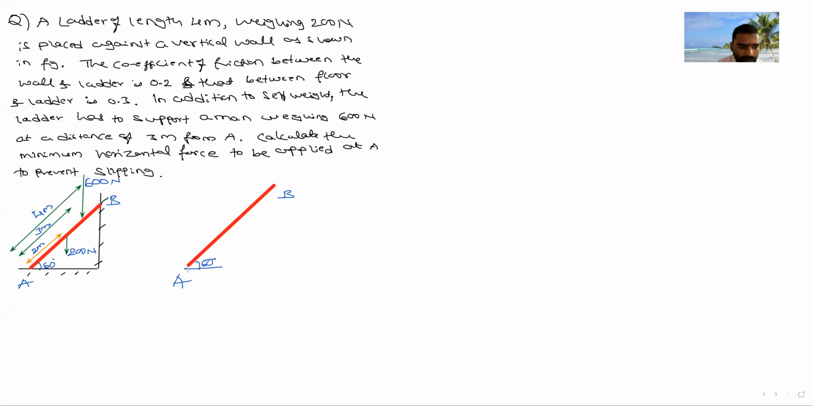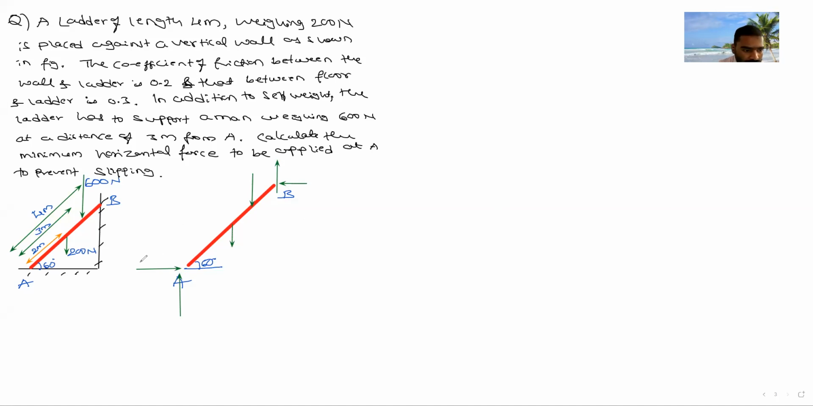So point A is moving away. It means there is a frictional force, and there will be a normal reaction. And point B is moving downward. That means there is a frictional force in the upward direction, and again there will be a normal reaction. The man's weight is acting at this point, and the weight of the ladder is acting at the center. These are the forces acting on the ladder. Is it correct? Yes, sir.